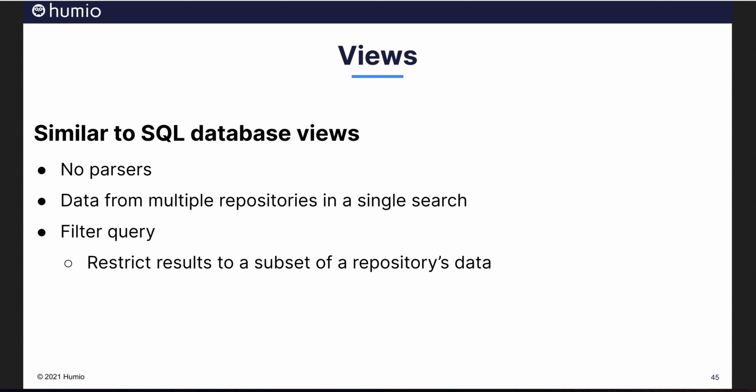Next is views. Humio views are similar to SQL database views. Views have no parsers and store no data, but provide a window into data across repositories. In addition to allowing you to search across multiple repositories, views offer a restricted view of events through an initial filter query if desired. Now let's take a look at the Humio User Interface.